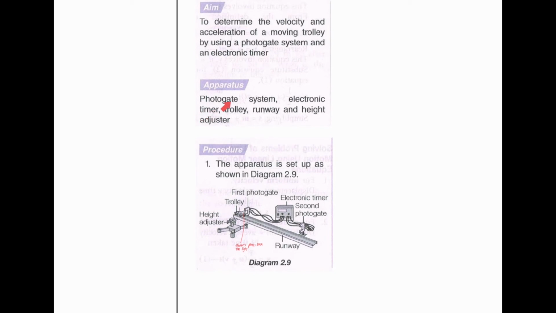Apparatus, we have a Photogate system. So the first Photogate and second Photogate, that's the Photogate system. Electronic timer, this is the one. Trolley, okay, and then the runway, and the height adjuster. Height adjuster is here. Okay, now let's see the procedure. The apparatus is set up as shown in diagram 2.9. Okay, so you can see the diagram over here.